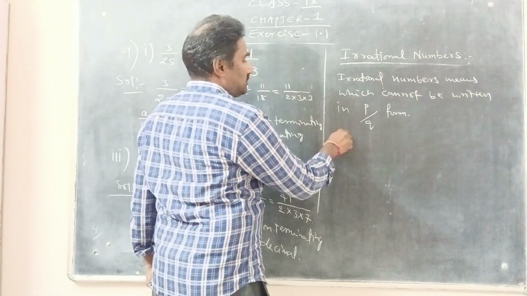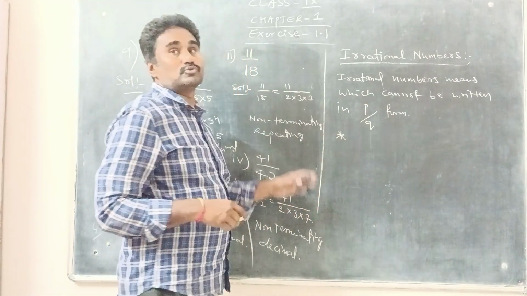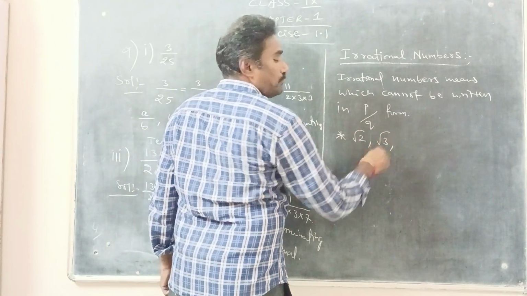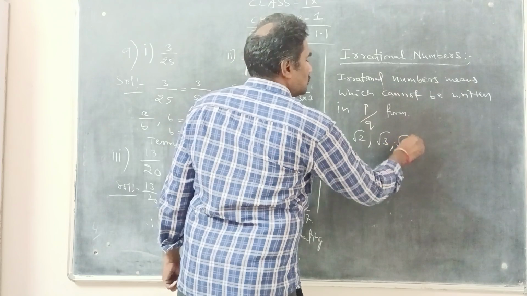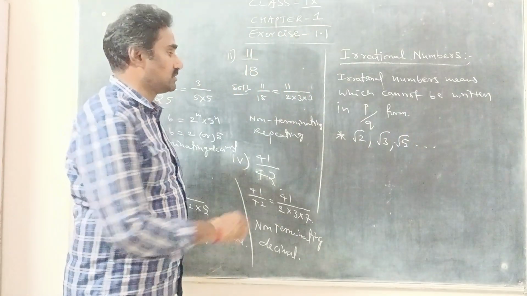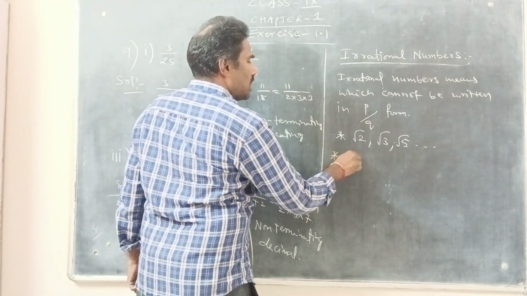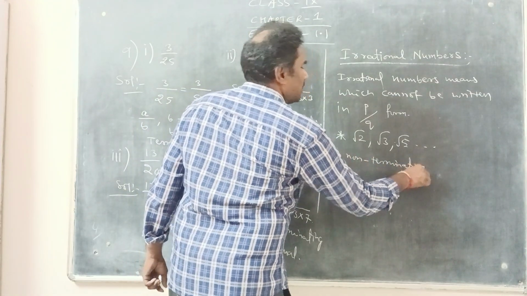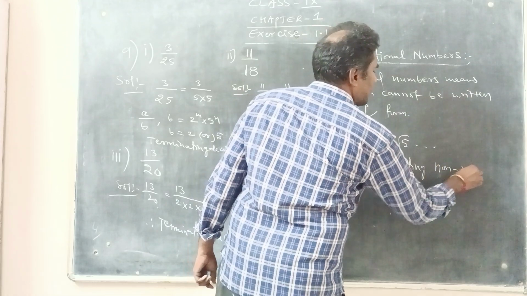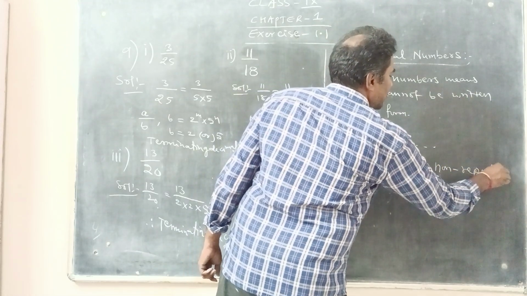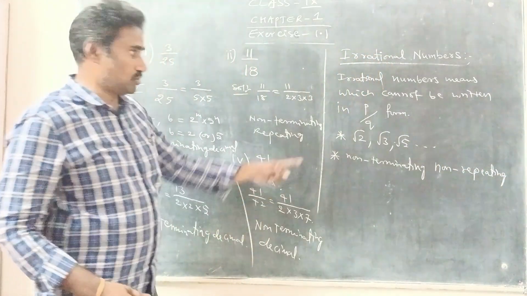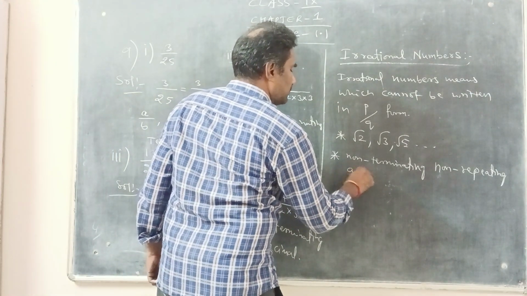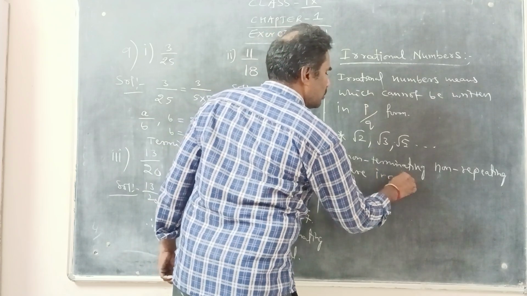What are those numbers? These are numbers which do not have exact square roots, for example root 2, root 3, root 5. So these are irrational numbers. Another kind is non-terminating, non-repeating decimals. Non-terminating repeating numbers are rational, but non-terminating, non-repeating numbers are irrational. These numbers are also irrational.